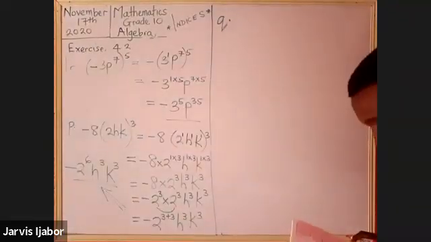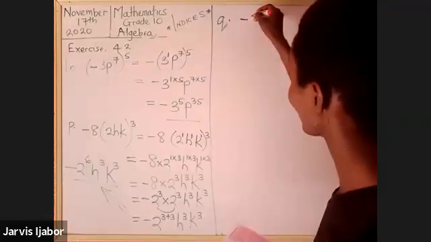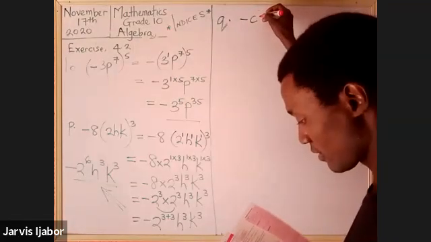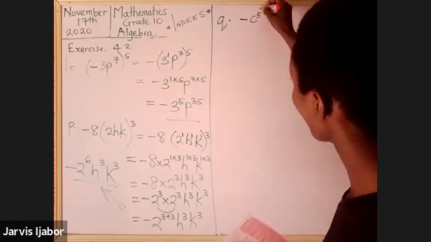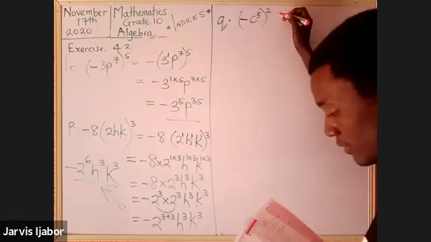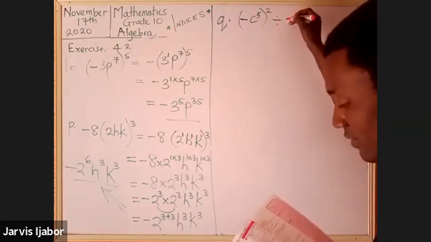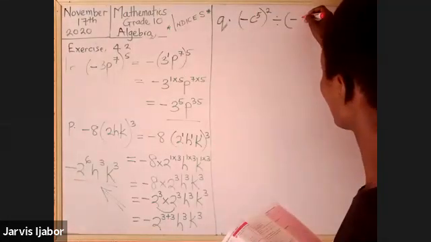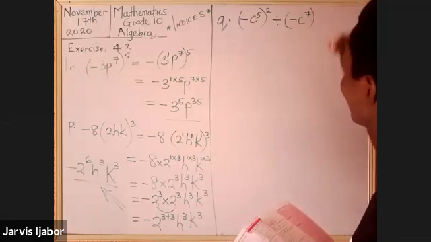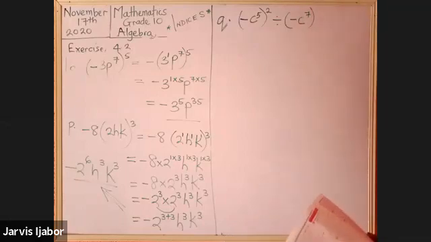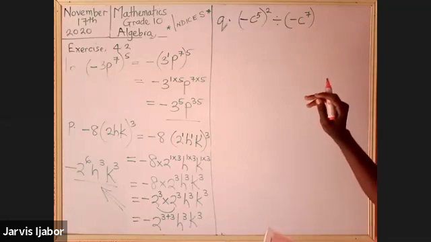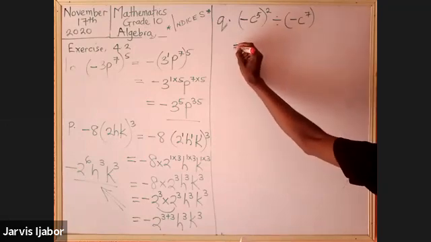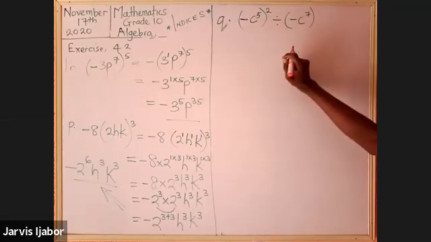Now, what does Q tell us? Q says negative c raised to the power of 5 raised to the power of 2, divided by negative c raised to the power of 7. Right, so that's what the question wants us to take care of. Negative c raised to the power of 5, all raised to the power of 2, divided by negative c raised to the power of 7. Now, I always advise students for a question like this, there are two things you can do.